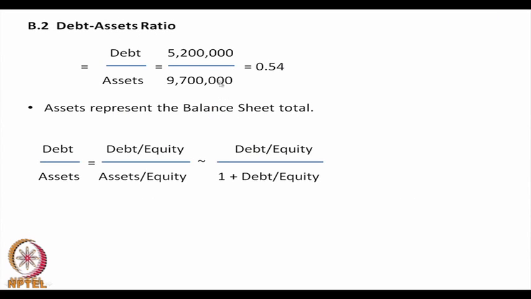Debt assets ratio: of the total assets, what is the amount of debt? In this case it is 0.54. Debt to assets is the same as debt by equity divided by assets by equity. So, debt by equity is the debt equity ratio, and assets by equity, because assets is equity plus debt divided by equity, we can write as 1 plus debt by equity. Therefore, the debt asset ratio is the same as the debt equity ratio divided by 1 plus the debt equity ratio.